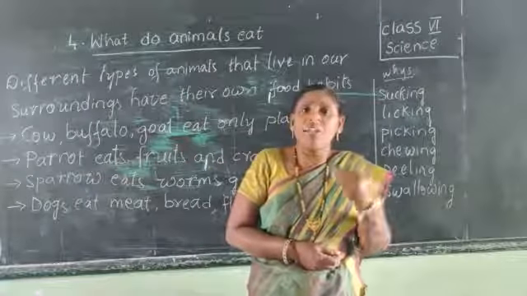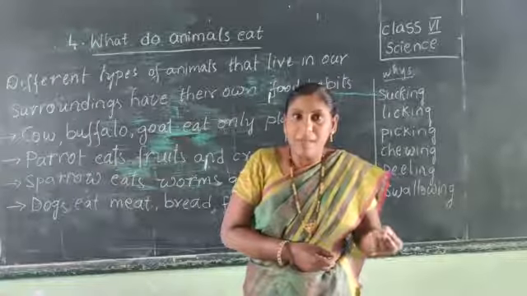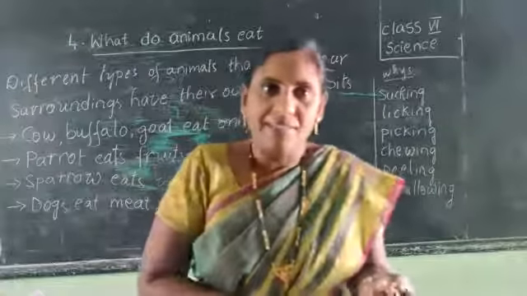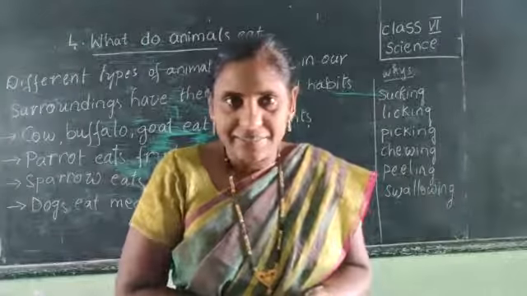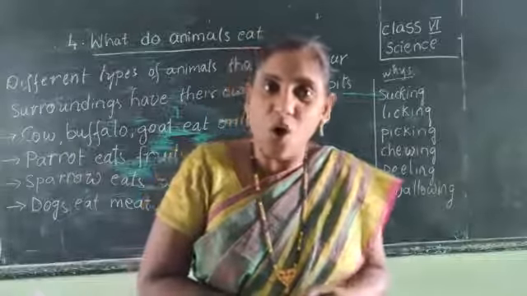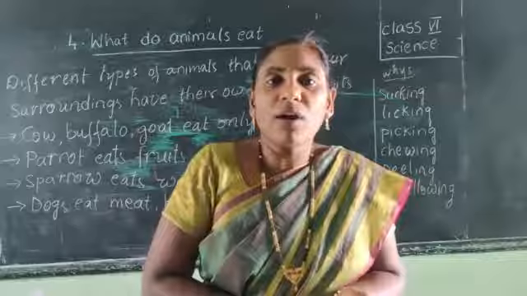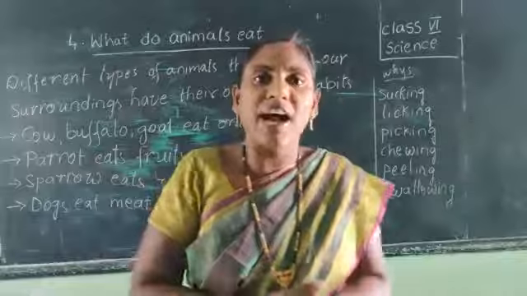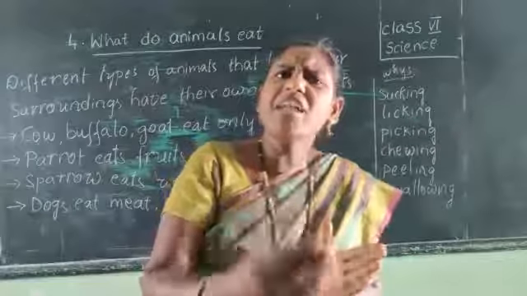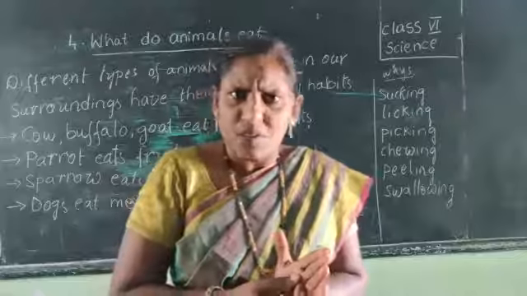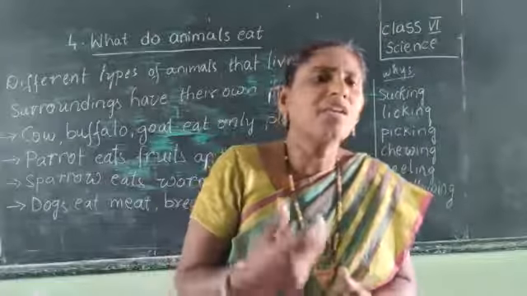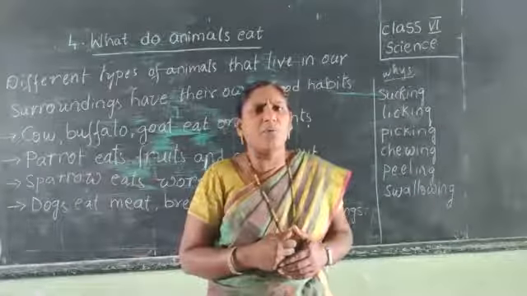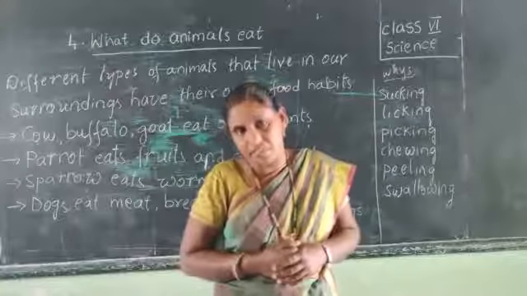There are some animals like hen, sparrows. They are small animals, sparrow, parrot. They eat grains. And sparrow eats small worms. Let us see what food habits they have. We have a wide variety of animals. Each and every animal is different. No two animals are the same. So, different animals have different food habits.